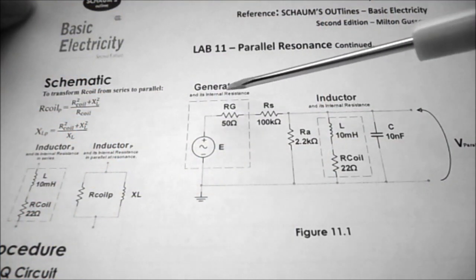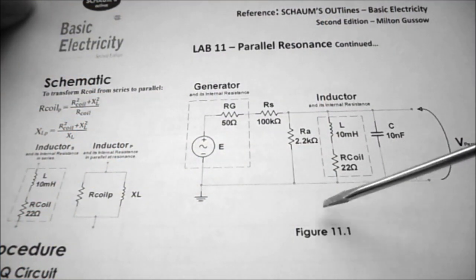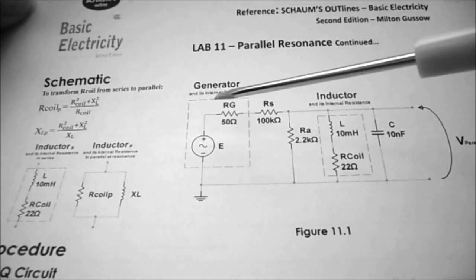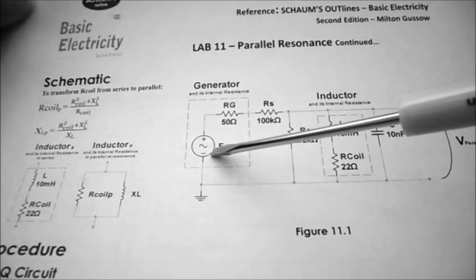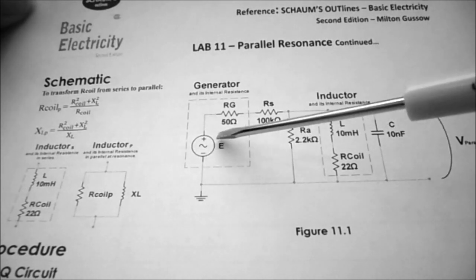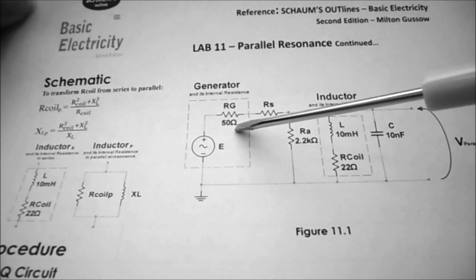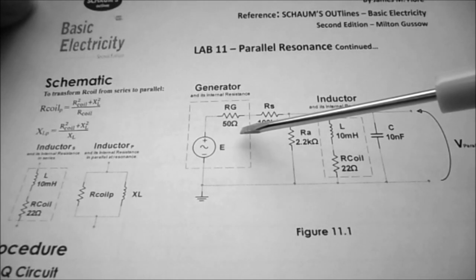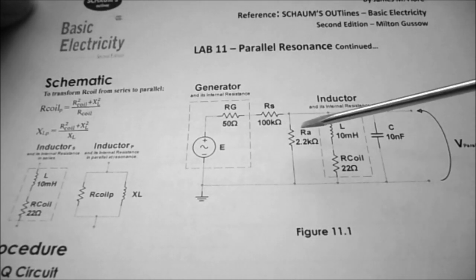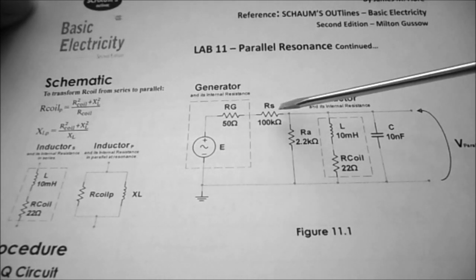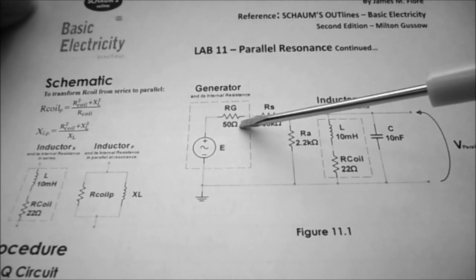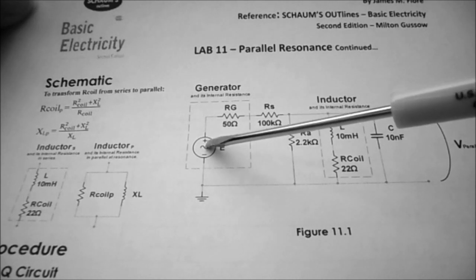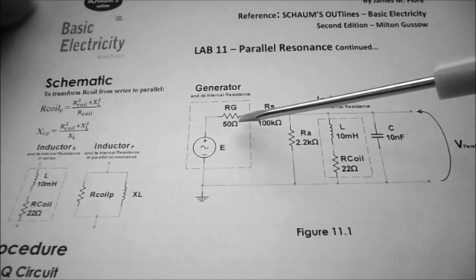So this is our schematic today, figure 11-1, and you can see we're going to have a voltage source rather than a current source. It's going to have an internal resistance of 50 ohms. So when you're working with resonant circuits, you have to account for all the resistance in the circuit. The first resistance is the 50 ohms that's internal to the function generator.